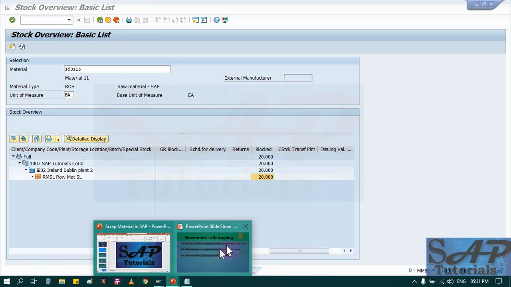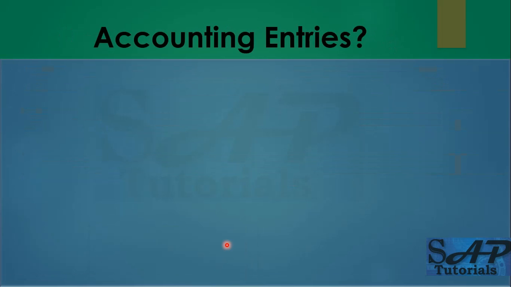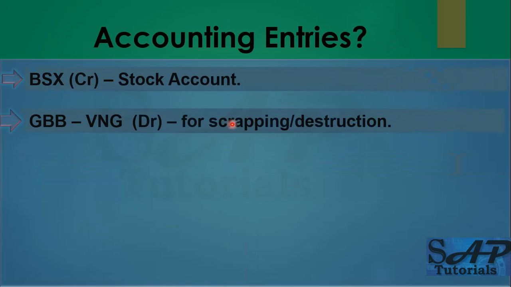Now the next thing is what the accounting entry will be. I will show you the accounting entry. Whenever you scrap material, 2 accounting entries are hit. BSX, that is the stock account: whatever material you have and its configuration in the background for BSX, it will hit that account. And one more: as per your valuation class, whatever assignment you have under GBB and VNG under OBYC, it will hit that account. We will check that in the system.